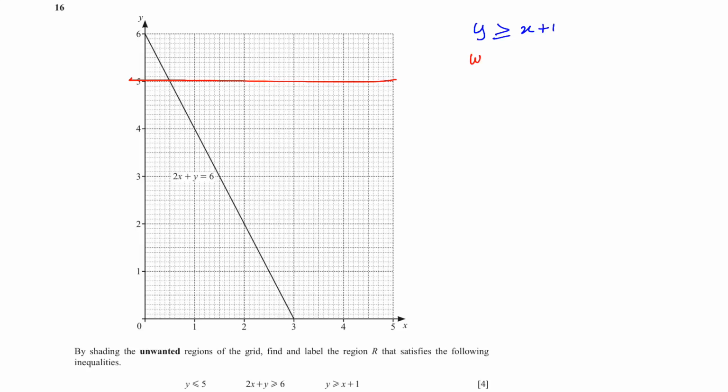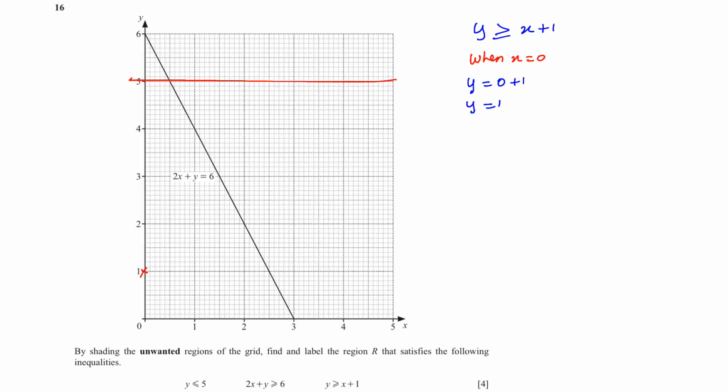First we will find 2 points. When x is 0, what is the value of y? y is 0 plus 1, so y is equal to 1. So (0, 1) is our 1 point. When x is 0, y is 1 is this point here.